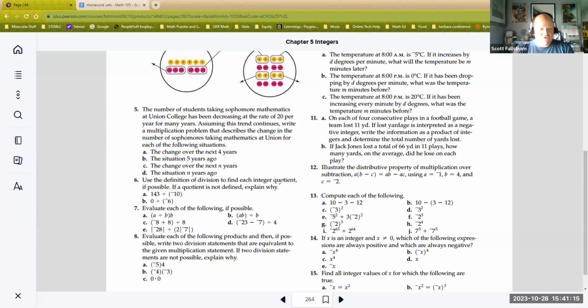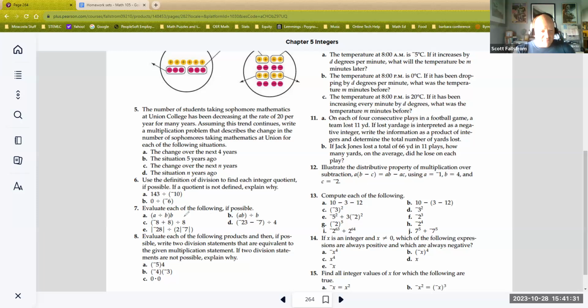Use the definition of division to find each integer quotient. If it's not defined, explain why. So anyway, I'll leave that up to you because that's just the definition of division. Remember, it has to be a perfect multiple.